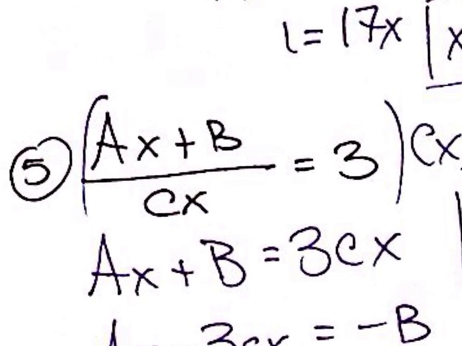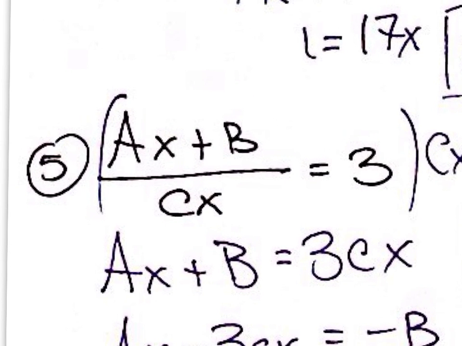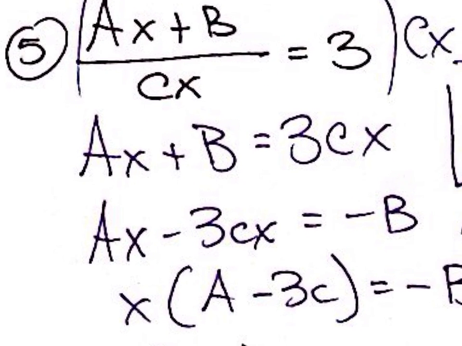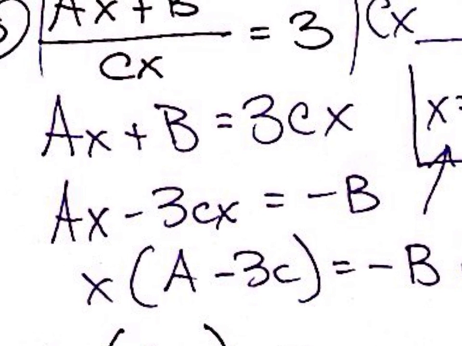Alright, so here's our next question, and we're solving for x. We're not going to get an actual number, but this x is going to be in terms of different variables. So first step, we multiply both sides by cx to get rid of the denominator, and we end up with ax plus b equals 3 times cx. And when you have the variable in 2 places in the equation, and you need to get it all by itself, here's how we do that.